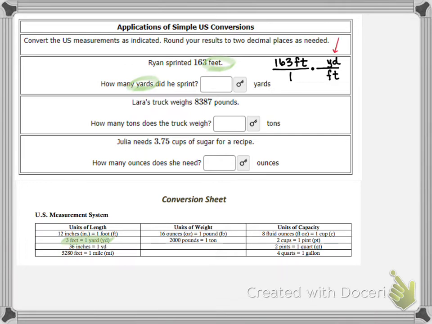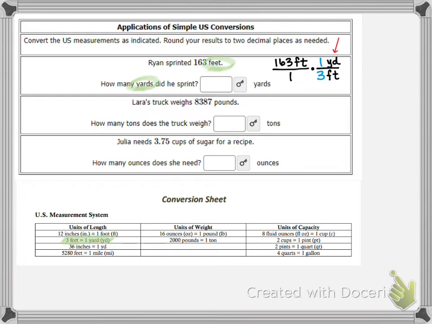Now, the reason why I want yards in the numerator is because you always want your desired unit to end up in the numerator. So my goal is to convert this measurement into yards. So I want yards to be in my numerator when I'm finished. And what will happen is the units of feet will cancel out. Now, when I look at my conversion factor, I see there's 3 feet in 1 yard. So I need to put 3 in the denominator with the unit feet and 1 in the numerator with the unit yard. Now, I'm allowed to multiply the numerator by 1 and the denominator by 3 because 1 yard and 3 feet are still equivalent to each other.